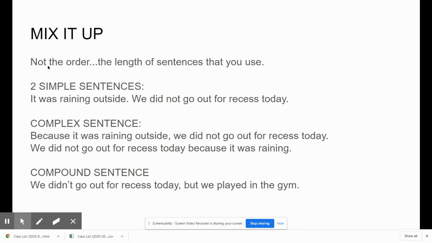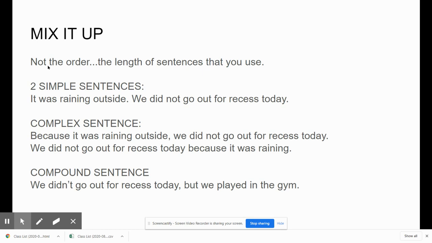There are two types of sentences that I would say are longer. One of those types is a complex sentence, and the other type is a compound sentence. A complex sentence has a dependent clause. In my example, the dependent clause is "because it was raining outside." Well, you need more to carry that dependent clause to an end. That's where you add an independent clause: "We did not go out for recess today."